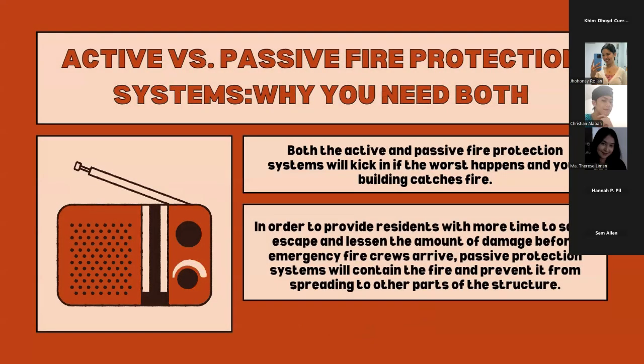Okay. Active versus passive fire protection systems and why you need both. Both the active and passive fire protection systems will kick in if the worst happens and your building catches fire. As soon as a fire is detected, active fire systems, including sprinklers, sirens, and manual firefighting, will start. In order to provide residents with more time to safely escape and lessen the amount of damage before emergency fire crew arrive, passive protection systems will contain the fire and prevent it from spreading to other parts of the structure.